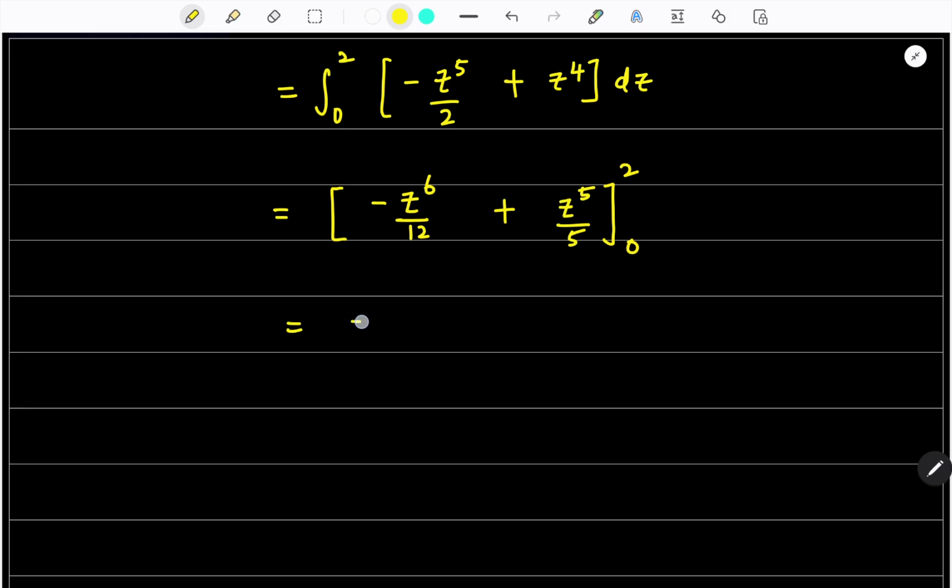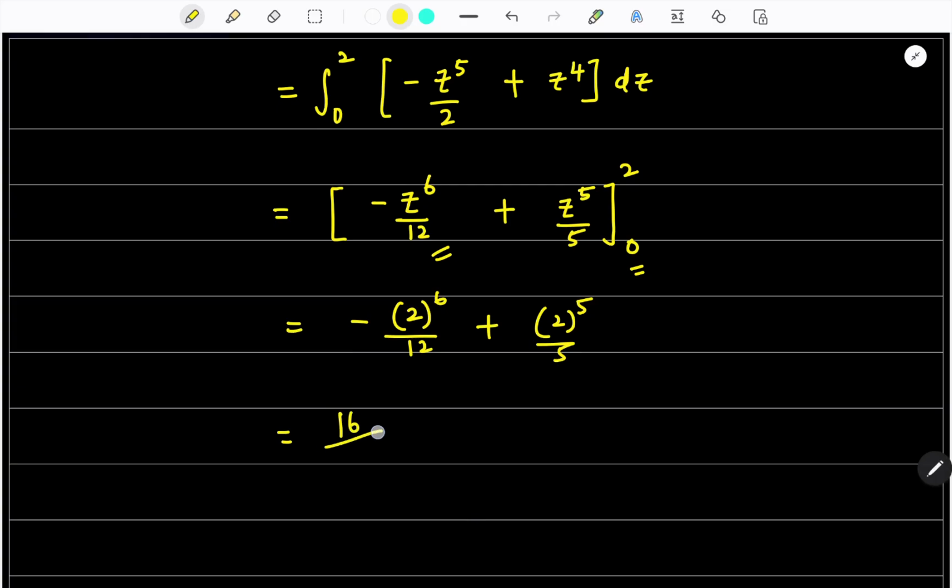So this equals upper limit substitution: minus 2 power 6 divided by 12, and then plus 2 power 5 divided by 5, lower limit substitution 0 and 0. We are going to put this in the calculator. Just a minute. Okay, there is a minus, fraction mode, bracket open, 2 to the power of 6 divided by 12, and then plus fraction mode again, 2 to the power of 5 divided by 5, which is going to become 16 over 15.